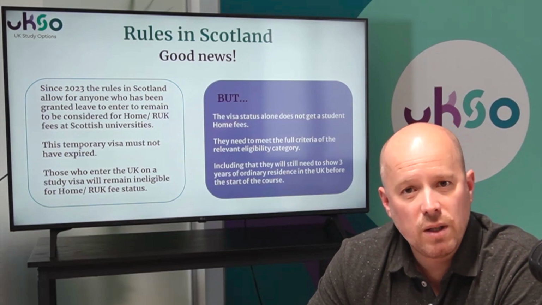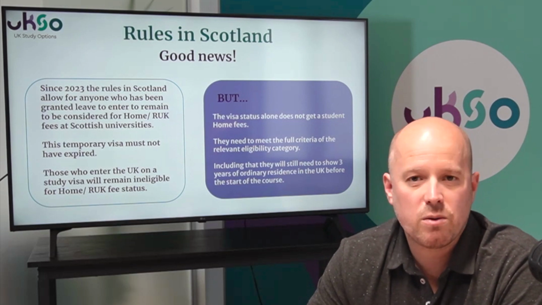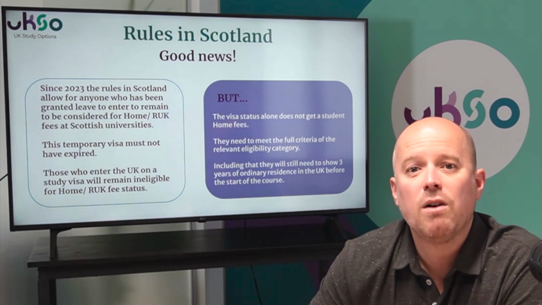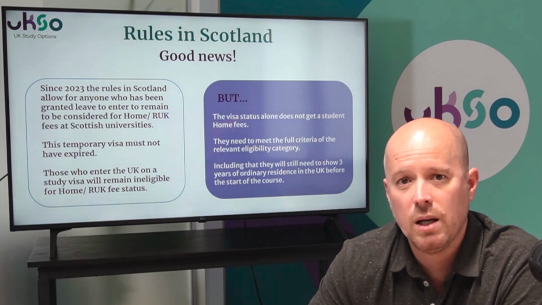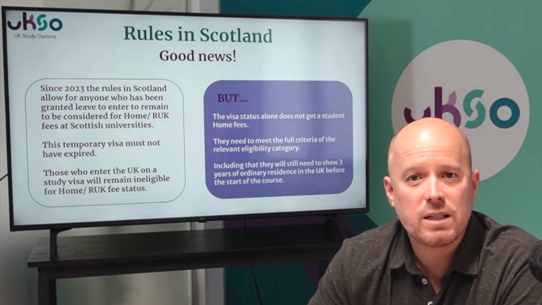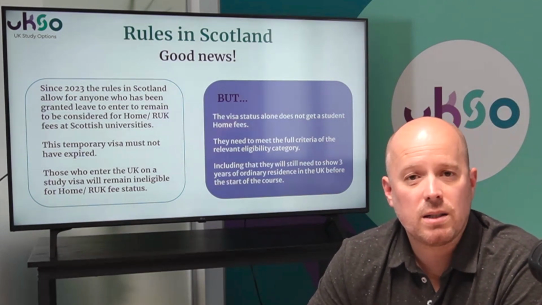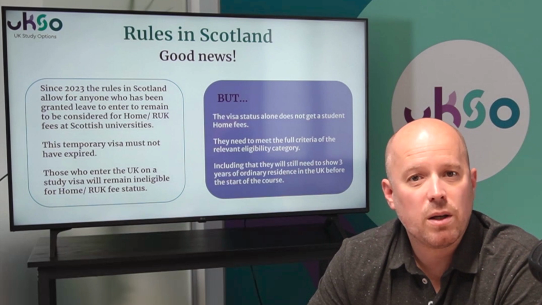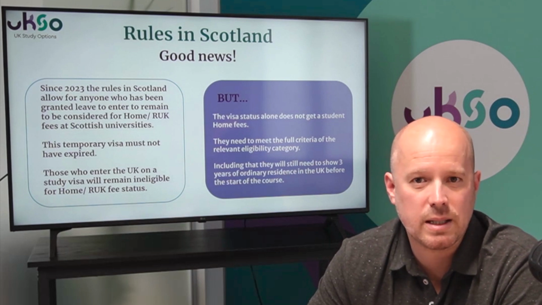So even if you have the temporary visa, that's only one part of the requirement. The other part of the requirement that you need to meet is to show that you have been ordinarily resident in the UK for the full 3-year period before the start of the academic year when you start your course. In Scotland, the start of the academic year is the 1st of August. So let's say, as an example, you are starting your course in 2026. You would need to show that you have been ordinarily resident in the UK for the period from the 1st of August 2023 until the end of July 2026.